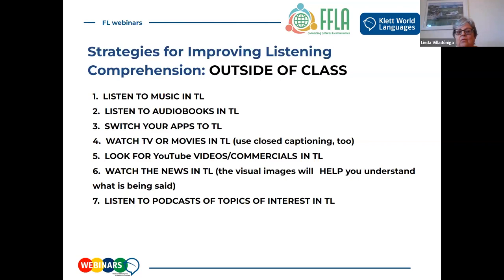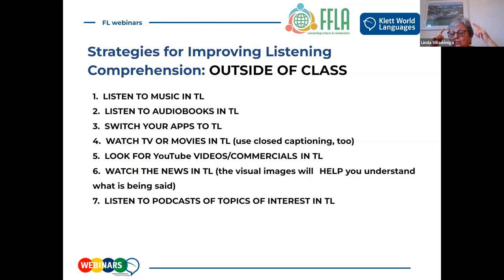Watch TV or movies in the target language. You can use closed captioning at first. There's some controversy about that. Some people say, well, then they're paying attention to the closed captioning. They're not really paying attention to the language. But think back to when you were learning your first or second or third or fourth language. If you are learning a third or fourth language now and you use the closed captioning, even though you are using closed captioning, you have a visual and the words are slowly beginning to take over part of your brain.